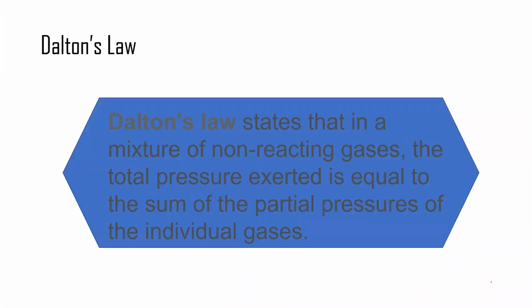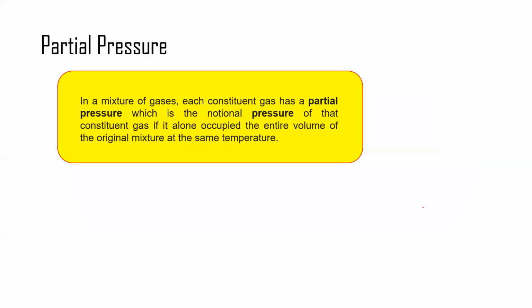Then we're going to speak about Dalton's law. Dalton's law states that in a mixture of non-reacting gases, the total pressure exerted is equal to the sum of the partial pressures of the individual gases. So if you have a closed container, the pressure of the container is going to be the summation, the addition of all the pressures of the individual gases in that container. And therefore we're required to find what a partial pressure is.